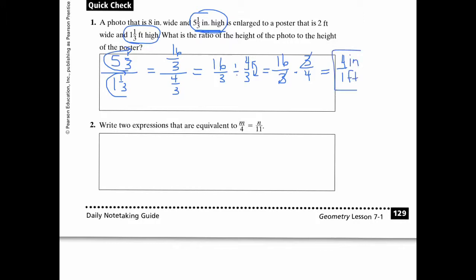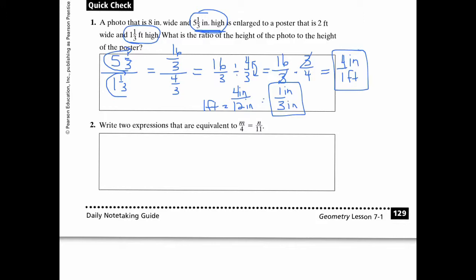So there's one ratio. Now, if they told us to put these in the same unit, couldn't I say that would be 4 inches to 12 inches? Because 1 foot is 12 inches. And then that would reduce to 1/3. So if we had to have the same units, that would be 1 inch to 3 inches. Interesting, huh? That 4 inches to 1 foot is the same thing as 1 inch to 3 inches. Anyway, maybe that's just me.